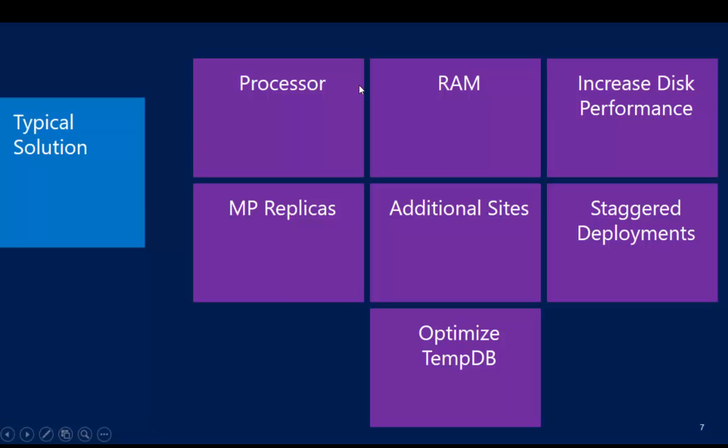So what are the typical solutions, right? If people run into this, what do they do to try to address it and get performance back to where it needs to be? So a few things, right? Processor. So it's not uncommon that if you have high CPU on SQL, the knee-jerk is to add processors, especially in a virtual environment. Okay, pretty easy to add in additional processors. But ironically, adding processors may sometimes actually degrade performance, right?